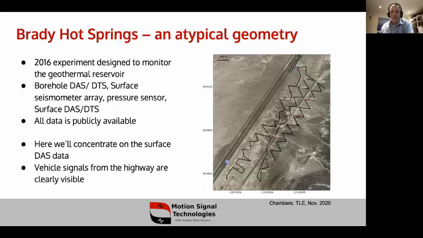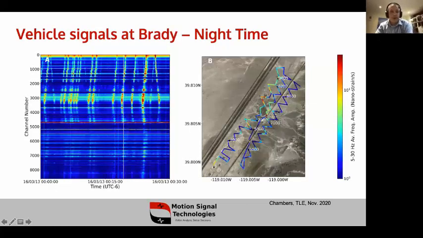What I'm interested in on this is the fact that this is running right past a freeway. And so the question is, can we use the signals recorded on this fiber optic cable in order to monitor the traffic going up and down this freeway? The short answer is that we can.